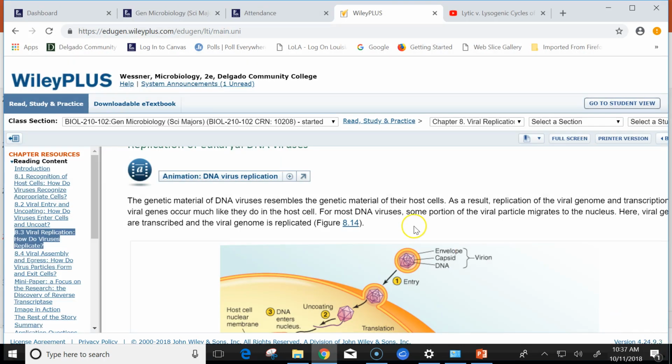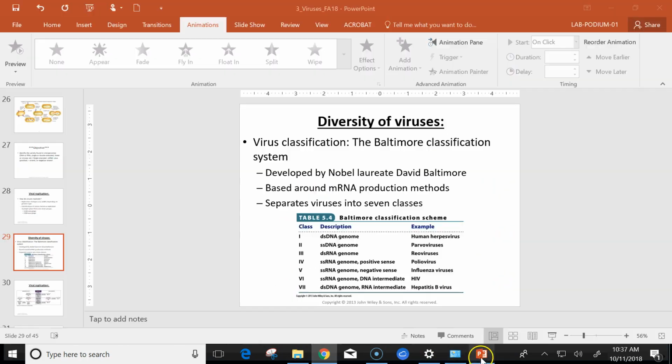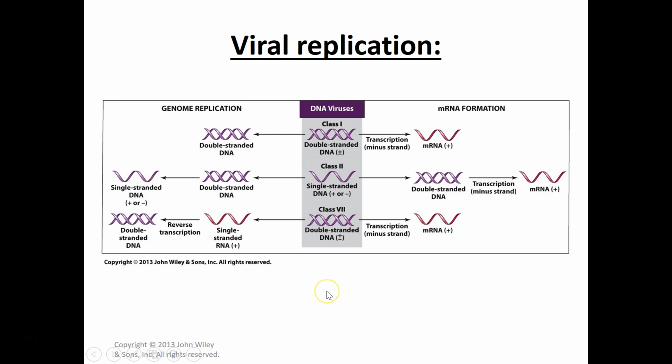I think if I hit that X, it's going to be the wrong X. All right, so then you get to this chart, which is in my PowerPoint. Right here. This is just the DNA ones. Okay? So that one is the one that we just looked at, right? So if it's a DNA virus, class 1, right? It goes into the nucleus. We'll copy its DNA for it. We'll make its messenger RNA for it, right?